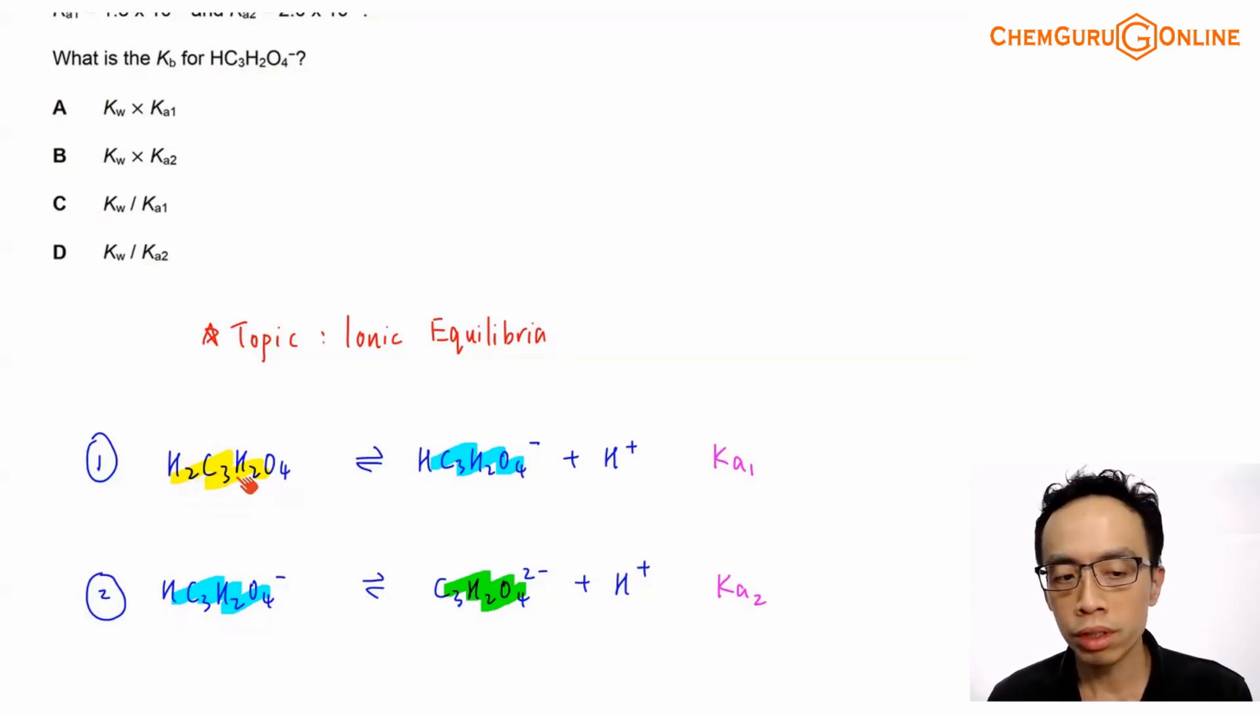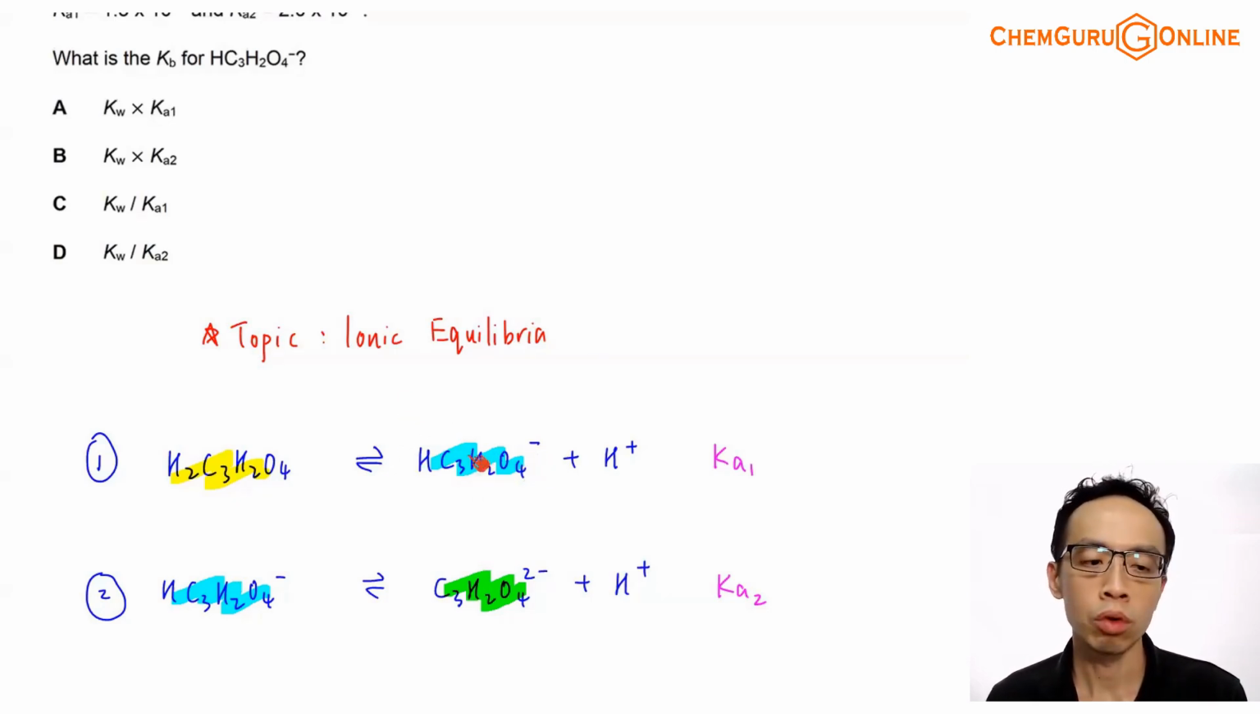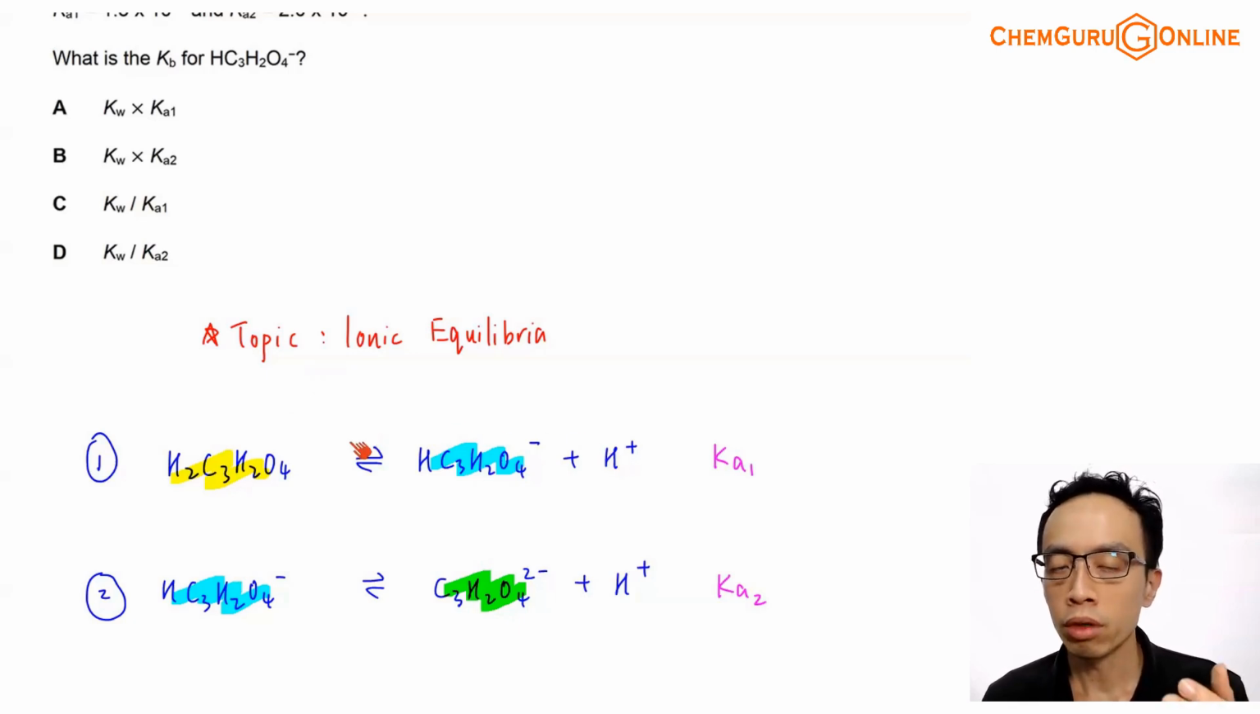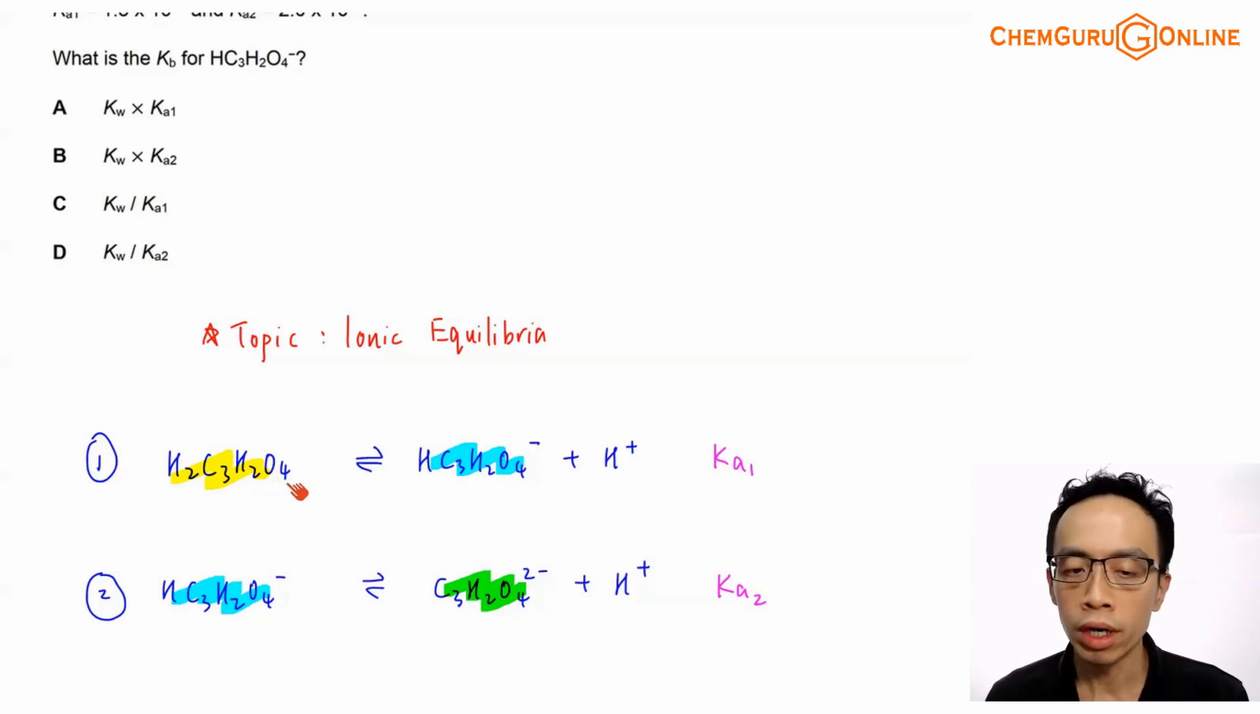So the dissociation will look something like this. My H2C3H2O4 will dissociate to give me one proton to form the conjugate base HC3H2O4 minus. So this is the first dissociation. You notice the mole ratio is 1:1:1. That means your diprotic acid will dissociate its first proton, and the acidity of your H2C3H2O4 is being quantified by Ka1.